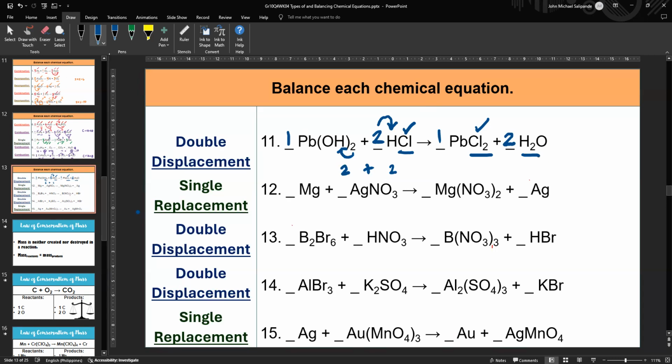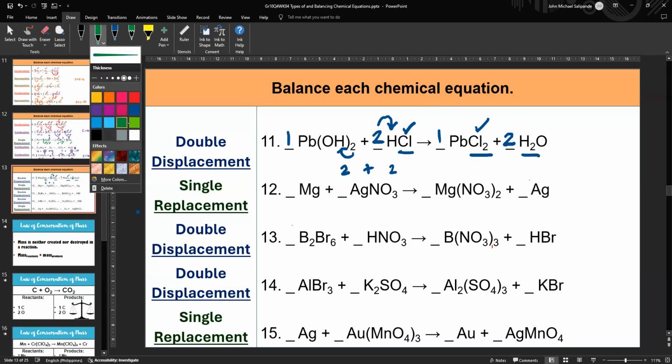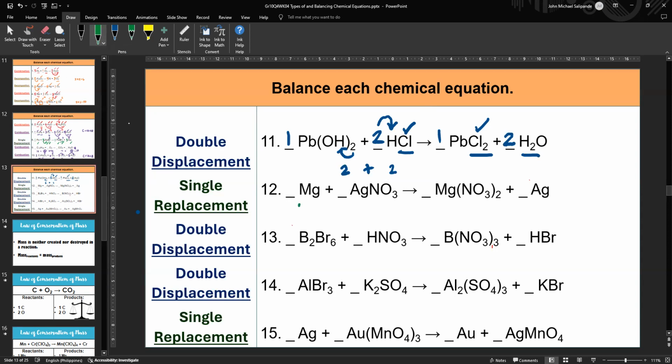Number 12. A single replacement reaction. So we have Mg plus AgNO3 forming MgNO3 plus Ag or silver. Now, this is the point wherein we have to consider the groupings of the polyatomic, the number of groupings of the polyatomic species. So here, in MgNO3 twice, or magnesium nitrate, you have 2 groups of NO3. 2 groups because of the subscript here.